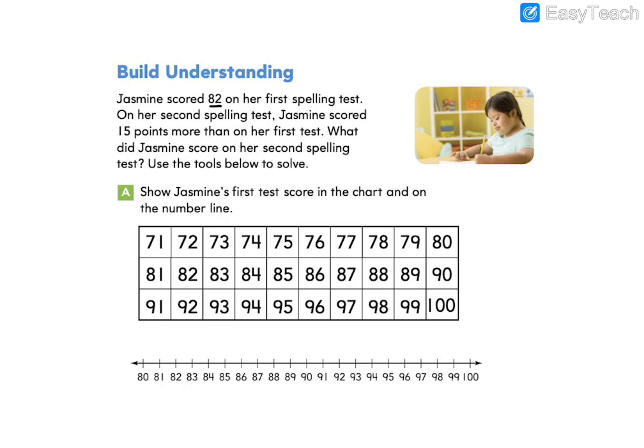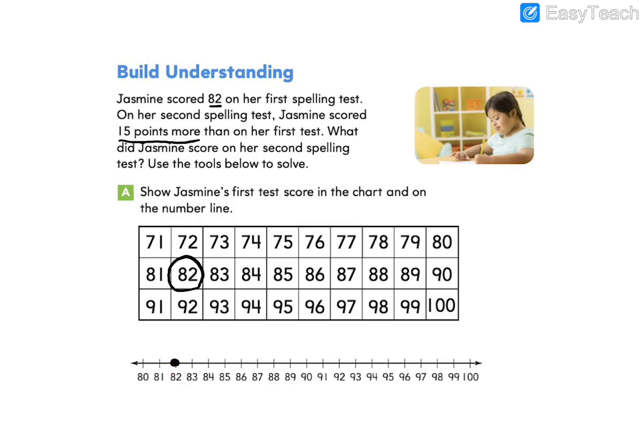Her first score was 82. Her second score was 15 points more. So let's show her first score on the number line. Her first score was 82. We're going to put a point on the number line at 82. So we'll circle it on the hundreds chart and put the point on 82.